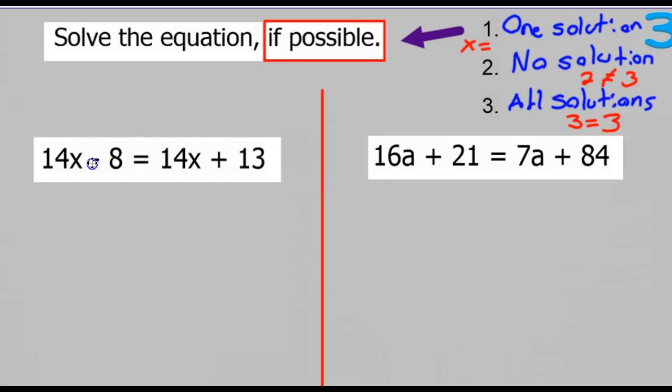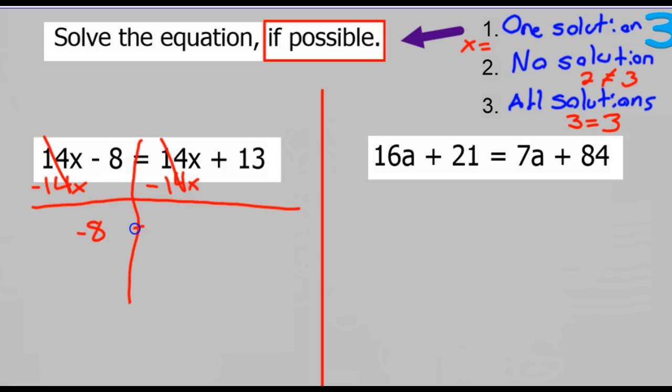So first we got to look to see what we can do here. We have 14x minus 8 and 14x plus 13. I got to move the x's to one side, so I'm going to move my 14x over to this side. If I do that, 14 minus 14 gives me nothing. 14 minus 14 also gives me nothing. So I get negative 8 equals 13. Well, we know that negative 8 doesn't equal 13 because they're not the same number. So we know that this one is no solution.